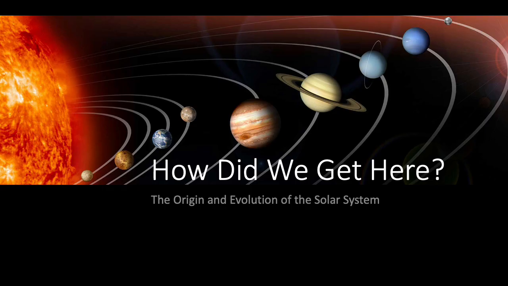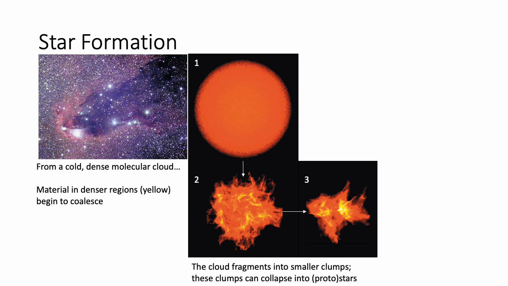All right, so our last section for this lecture is the origin and evolution of the solar system. So star formation happens in places called the interstellar molecular clouds, which are opaque or very dark clumps of very cold gas and dust. Star formation begins when some of these clumps reach a critical mass, which allows them to collapse under their own gravity.